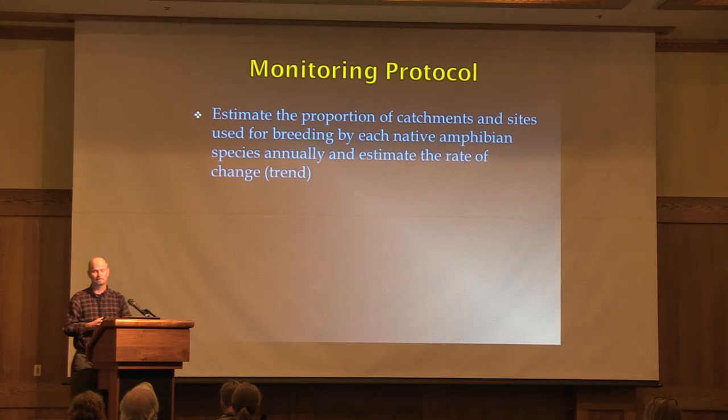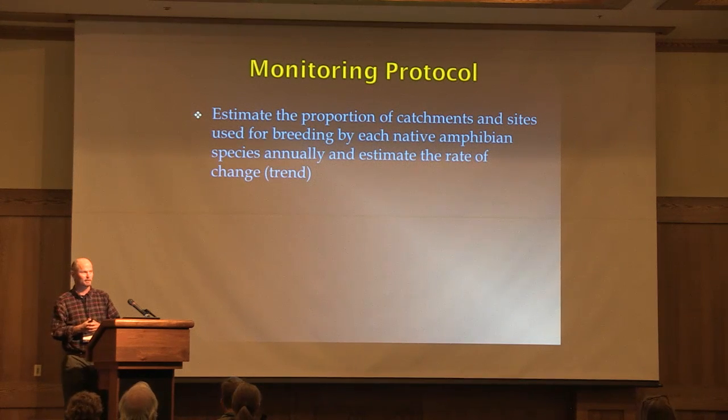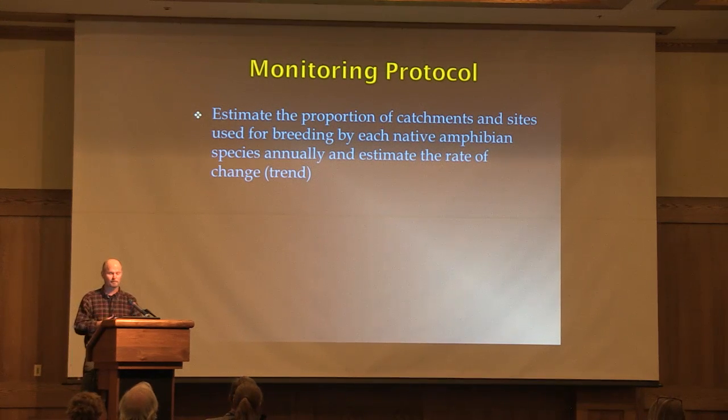The very first objective is mostly what I'm going to talk about today, and it's trying to estimate the proportion of catchments, being portions of watersheds, and wetland sites that are used for breeding by amphibians. Do that on a yearly basis and also estimate the trend of those. So there are a few things I want to point out here.